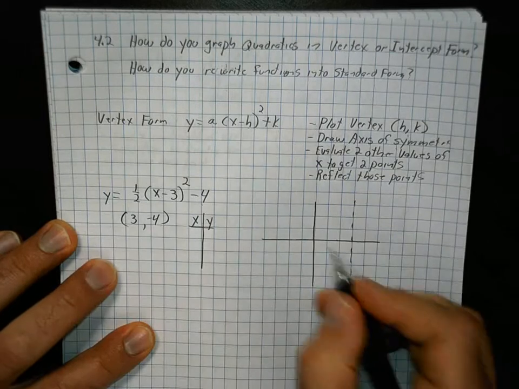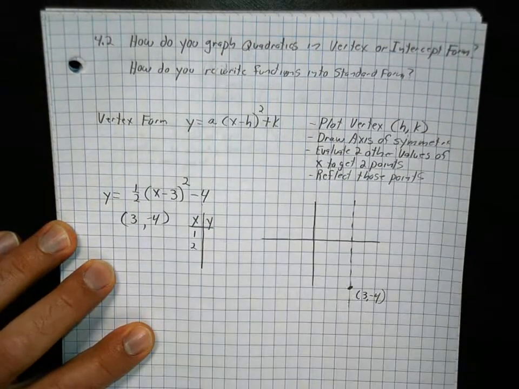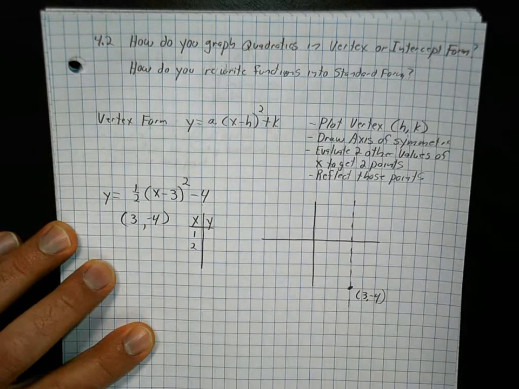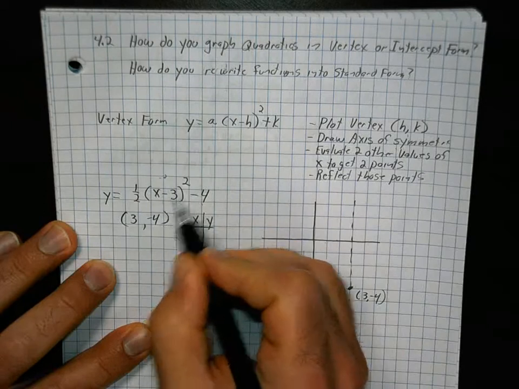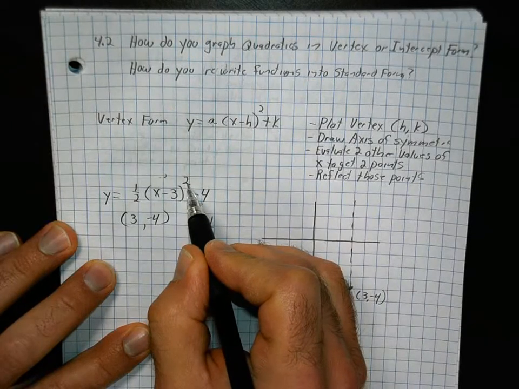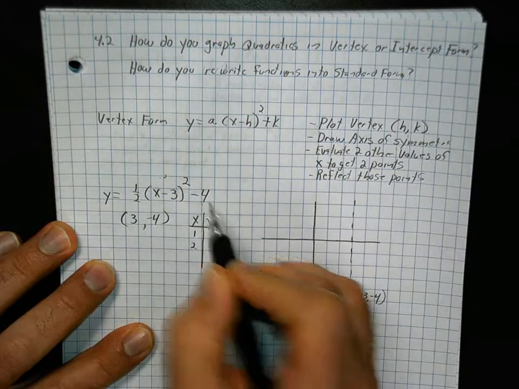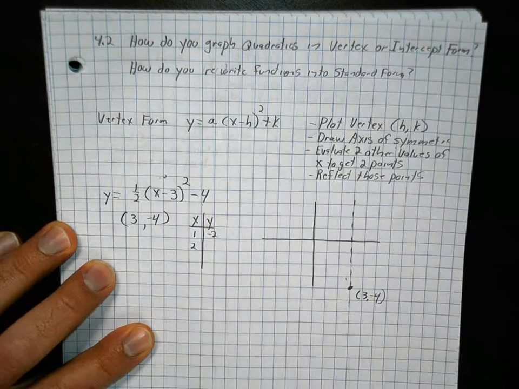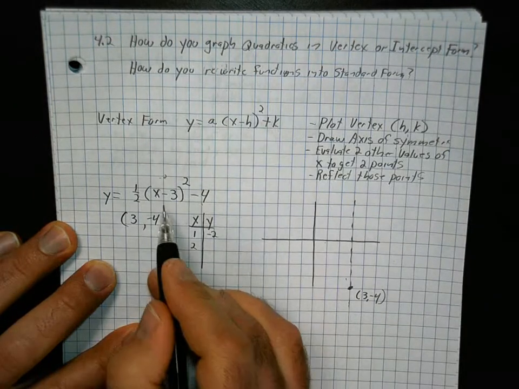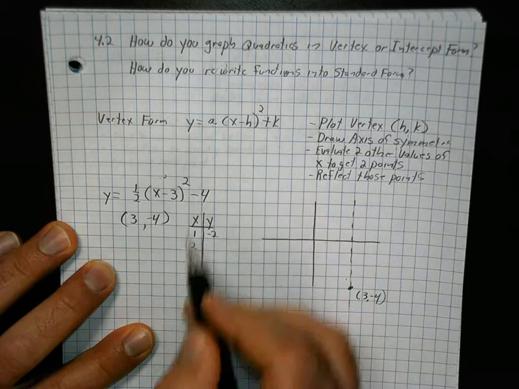Okay, so maybe I try 1 and 2. Plug in 1 and 2 into the equation, see what I get. If I substitute 1 in here, 1 minus 3 is negative 2. Then I have to square it. Negative 2 squared is 4. Half of 4 is 2. 2 minus 4 is negative 2. So be careful with your order of operations. We have to do the parentheses first, then we have to square, then multiply, and then subtract.